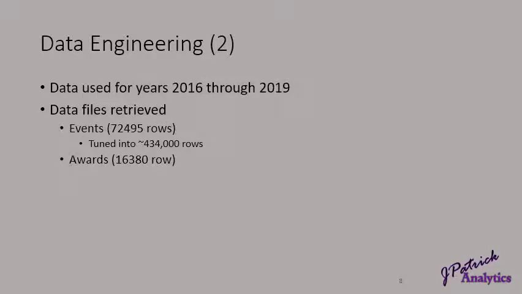I used data for the years 2016 through 2019. For event matches, I downloaded approximately 72,000 rows. This was turned into around 434,000 rows after transformation. The awards files contained about 16,000 rows of data.